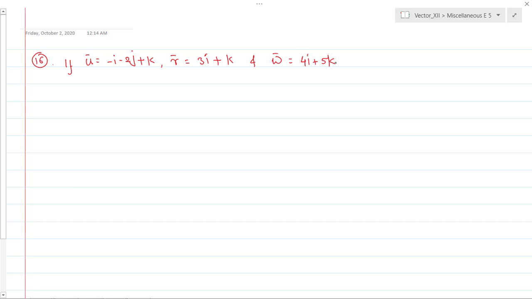So the first question is question number 16. The question is like this. If u bar is equal to minus i minus 2j plus k, r bar is equal to 3i plus k and w bar equals 4i plus 5k, then find the value of u bar plus w bar dot, inside the box, u bar cross r bar cross r bar cross w bar, and bracket close.